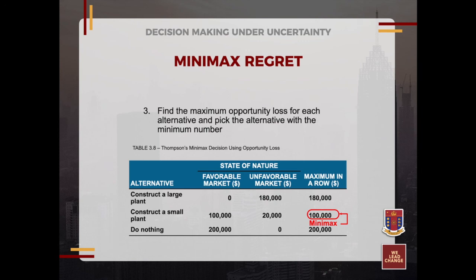Now we have all of the maximums in a row listed. We have 180,000, 100,000, and 200,000. Out of all these maximums, we choose for the minimum, or the minimum out of all the maximums. And so we choose $100,000. It means that it will give you the least opportunity loss out of all the other alternatives if you choose this alternative over the other alternatives.